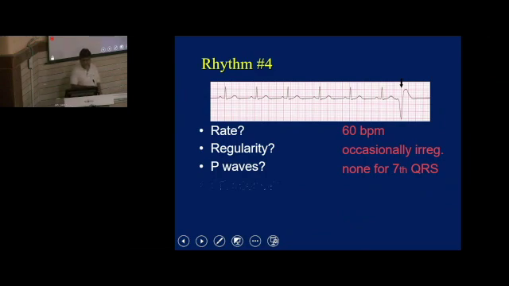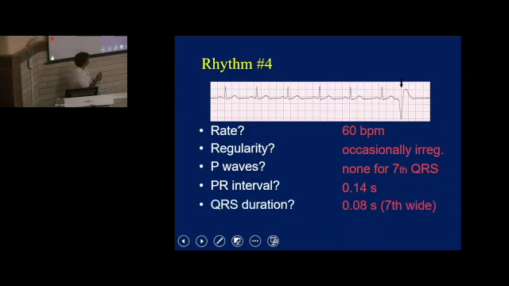Is it okay? The PR interval is normal in all the complexes, in all the cardiac cycles. And the QRS duration is okay, isn't it? Normal QRS duration, normal, and this one is altogether abnormal, okay? So what is the interpretation? What can this be? Any idea?